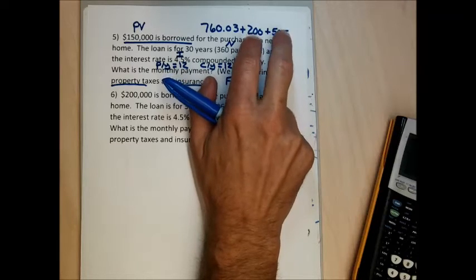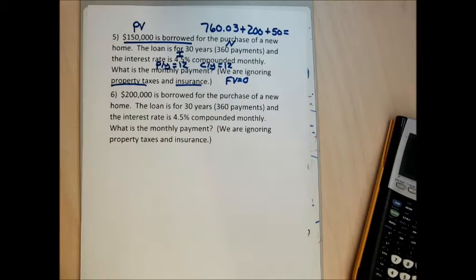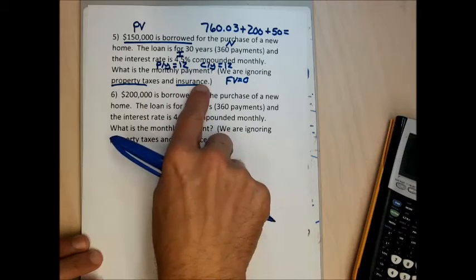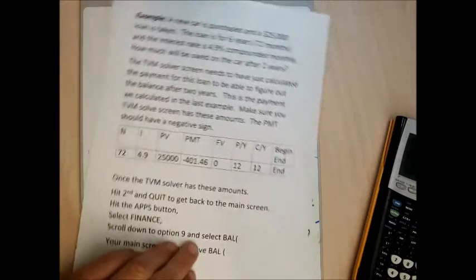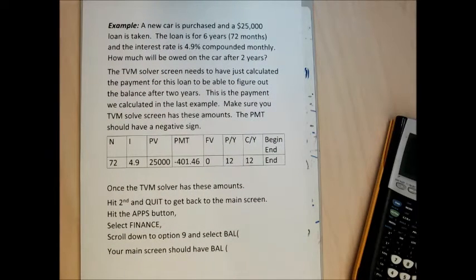Your property taxes and your homeowner's insurance are generally paid along with your payment. But this is ignoring that. This is just doing your payment, ignoring taxes and insurance. All right, so into the second part of this.